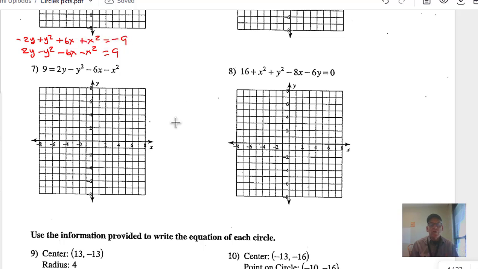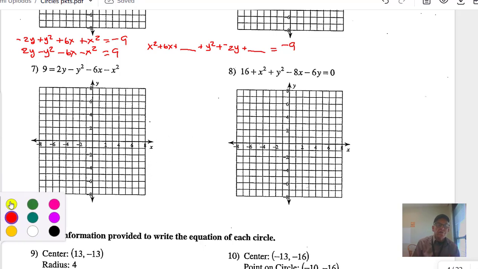So that's one we're going to go with. Get our x's and our y's together. We'll use this section over here. So we get x squared plus 6x plus some blank. And then we have plus y squared plus a minus 2y, or take away 2y, plus some blank equals negative 9. So that's what we get when you get everything organized, first off.